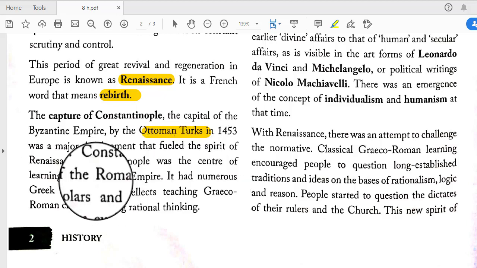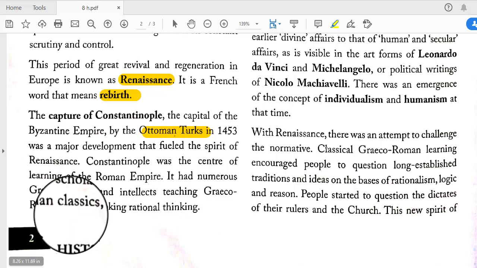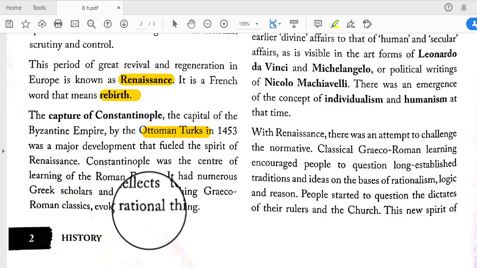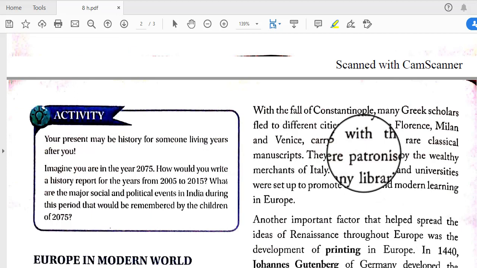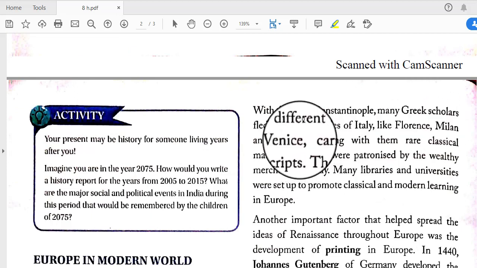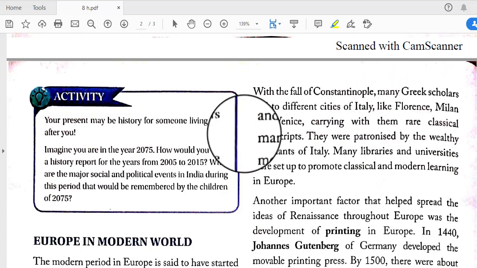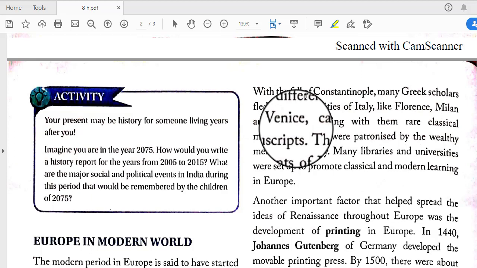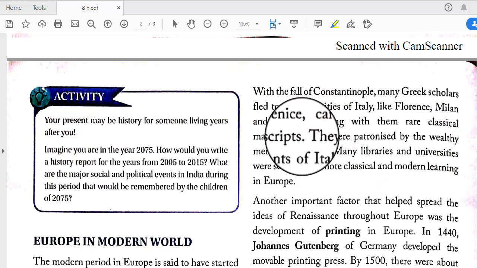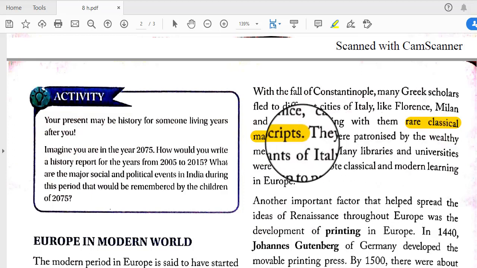Constantinople was the center of learning of the Roman Empire, and it had numerous Greek scholars and intellectuals teaching Greco-Roman classics, evoking rational thinking. With the fall of Constantinople, many Greek scholars fled to different cities of Italy, like Florence, Milan and Venice, carrying with them rare classical manuscripts. That means their books or their written information.